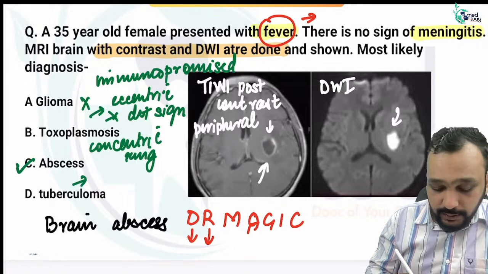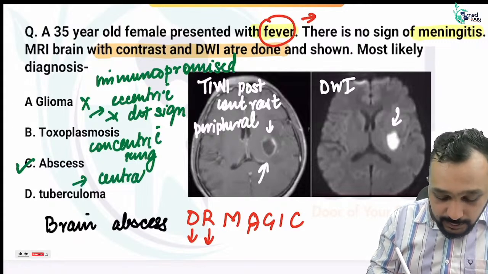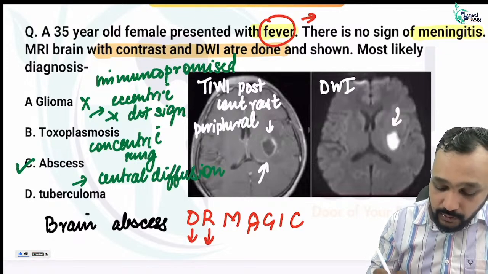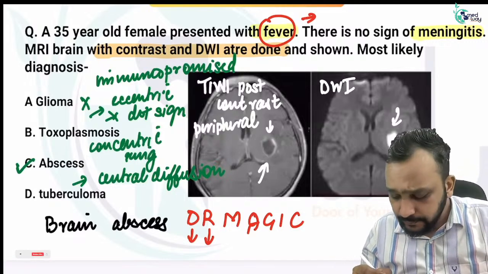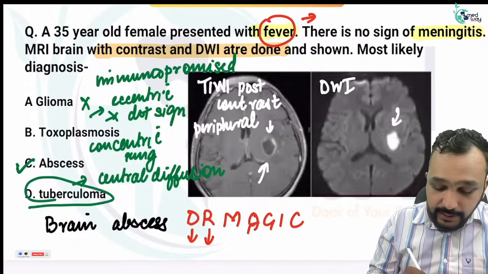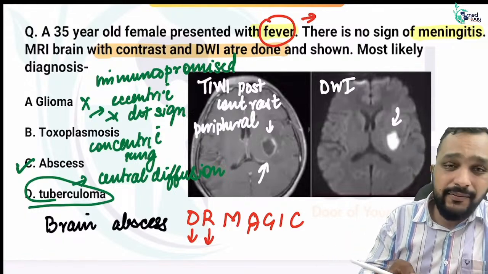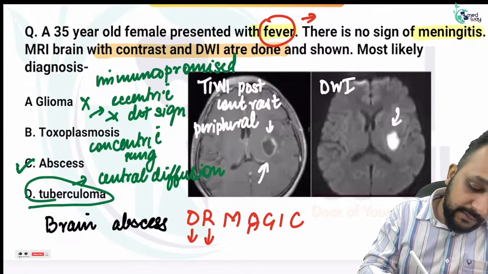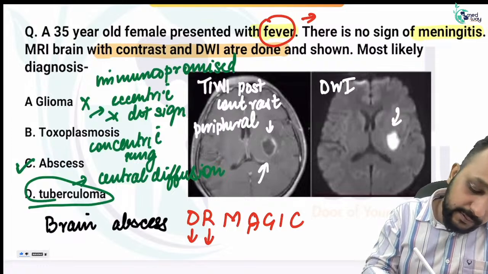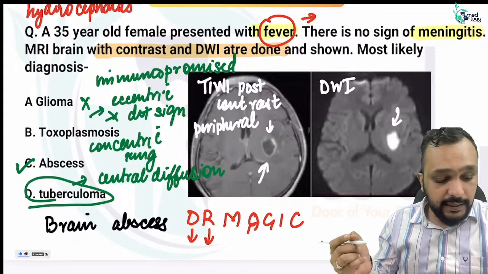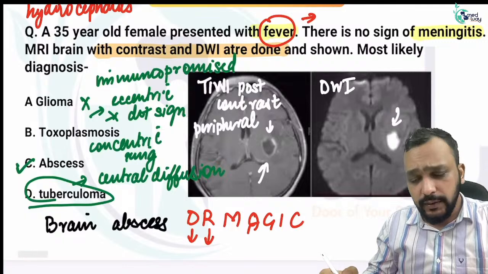In tuberculoma, you may not see a central diffusion restriction, and you may not see an isolated tuberculoma. Tuberculoma will be seen in patients with tubercular meningitis, so you will have other features also like basal exudates, hydrocephalus, and vasculitic infarcts. These are the other features that you can see in patients with tuberculosis.